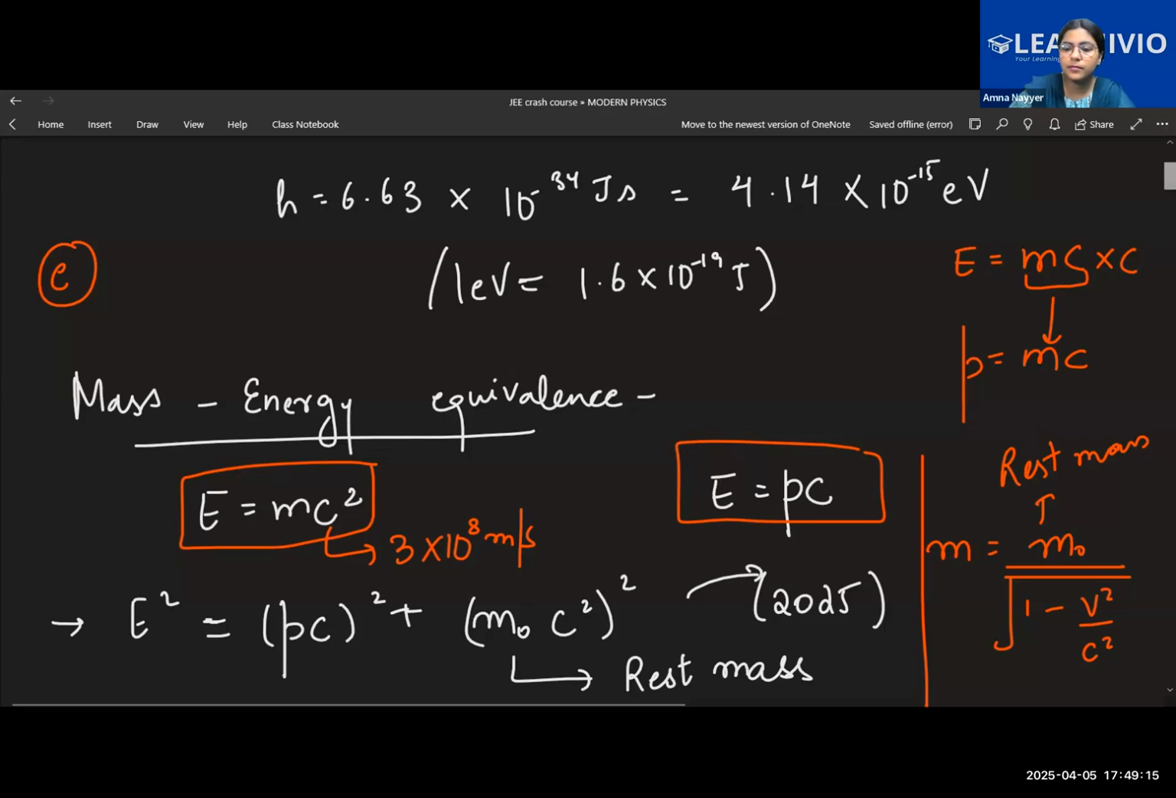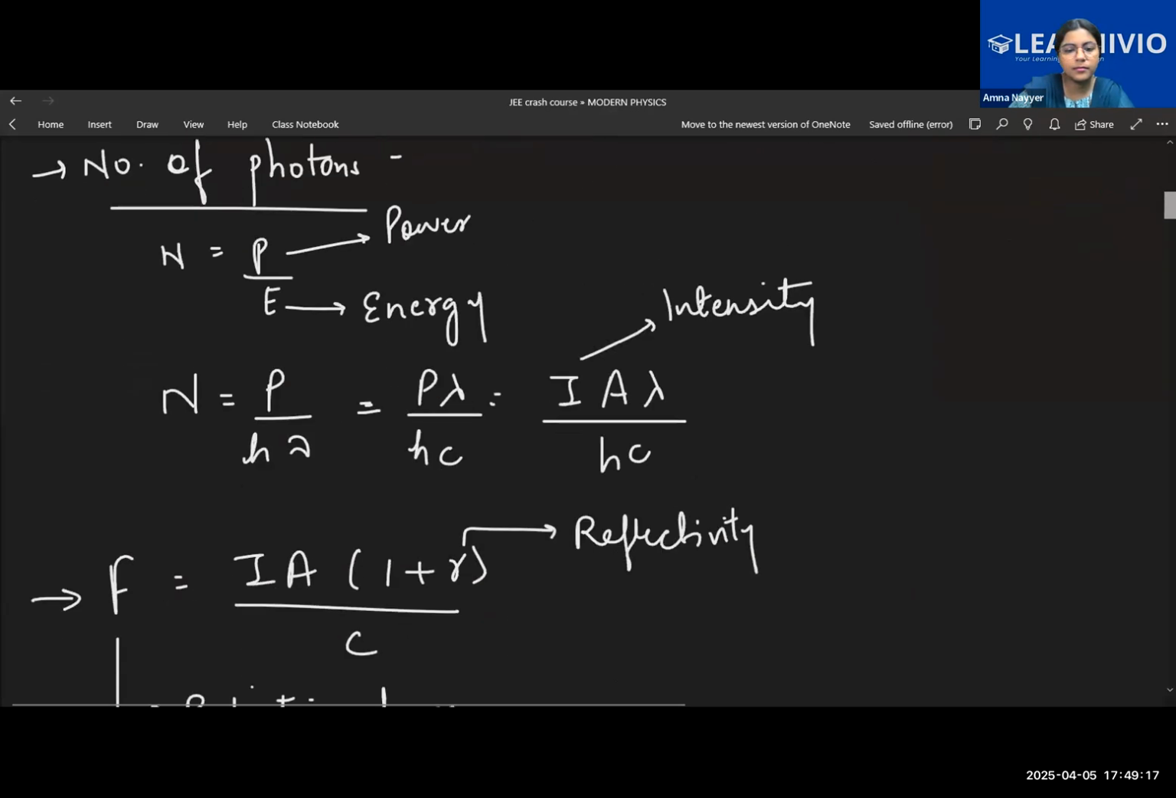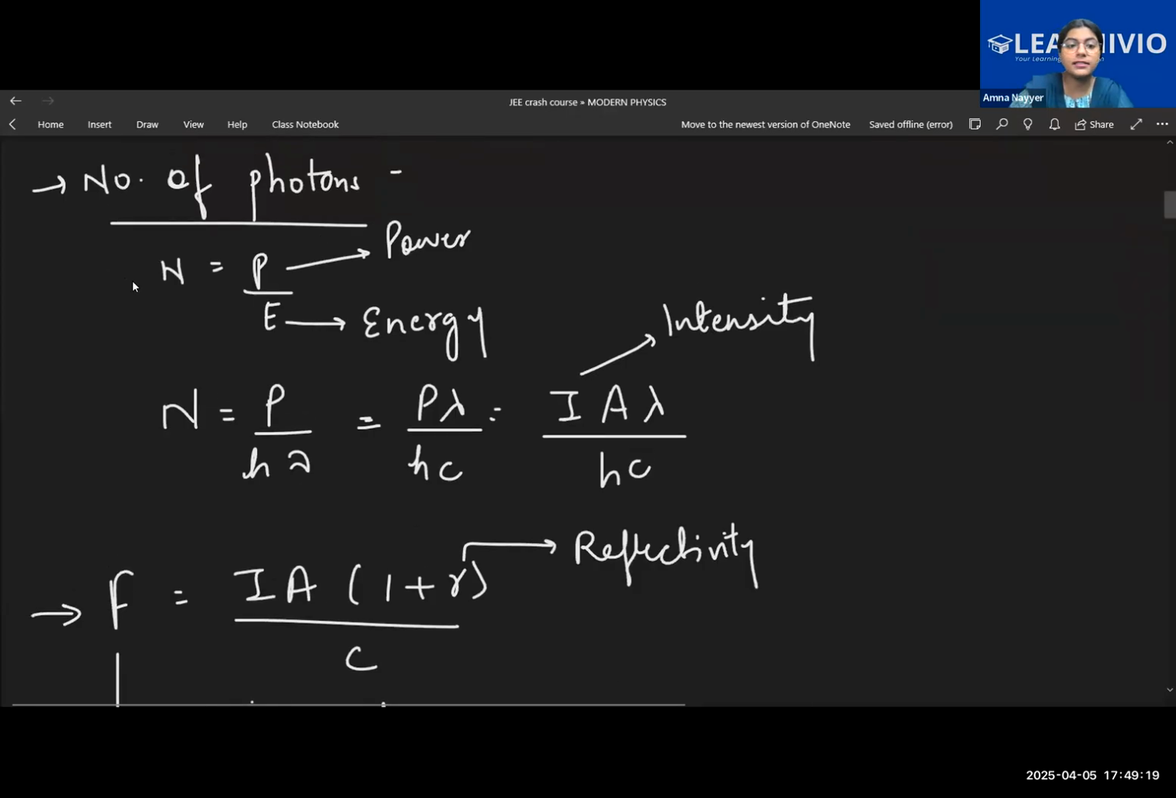Yes. Okay. Then this question has also come, and this comes a lot: the number of photons. Though the formula is very easy, the number of photons is power divided by energy. Now, energy is not a very small concept. Energy has different formulas. The first formula is E is equal to h nu, or hc by lambda. Nu means the frequency, lambda means the wavelength. So you can modify this, and the formula for the number of photons can be this.